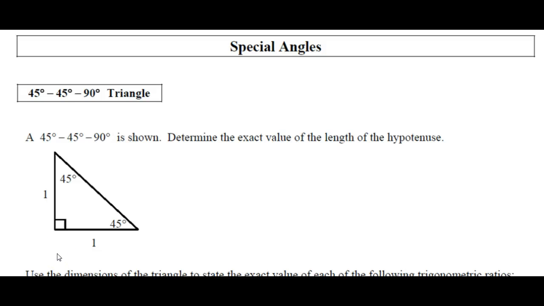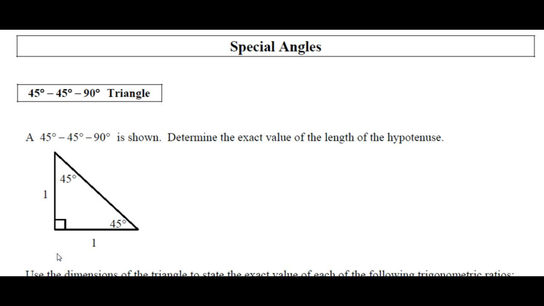Special angles, very important, especially if you're going on in math. Okay, so math 30-1, math 31, you really need to know these special angles. So what's special about them? Well, how many special angles do we have? It's about like 5 of them, but we're looking at 3.